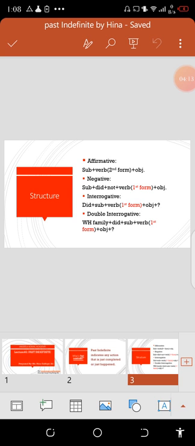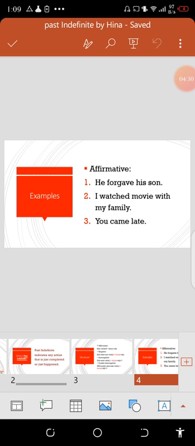This is a past indefinite. And in past indefinite, we must use second form of verb. And here we are using did as the second form of verb. So we will not use another verb as a second form. I hope you have understood this.